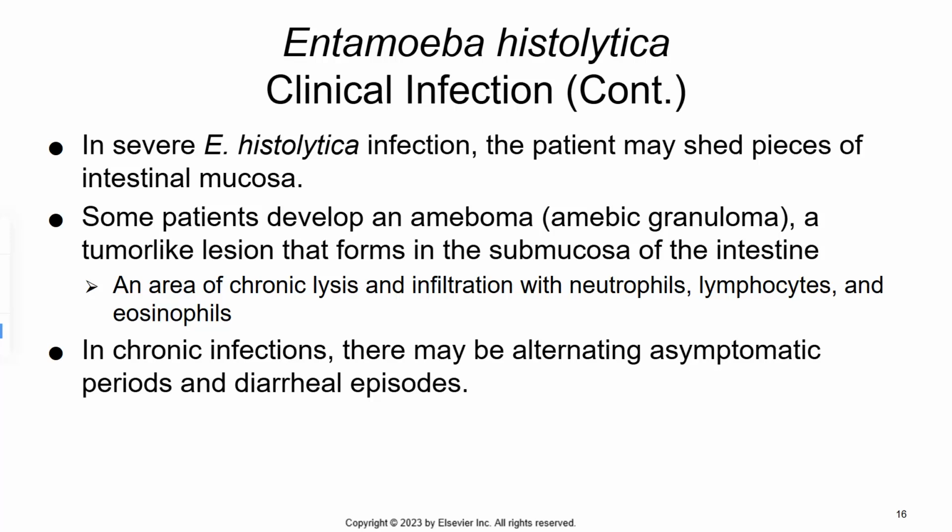Some patients develop an amoeboma, or amoebic granuloma, a tumor-like lesion that forms on the submucosa of the intestine, an area of chronic lysis and infiltration with neutrophils, lymphocytes, and eosinophils. In chronic infections, there may be alternating asymptomatic periods and diarrheal episodes.